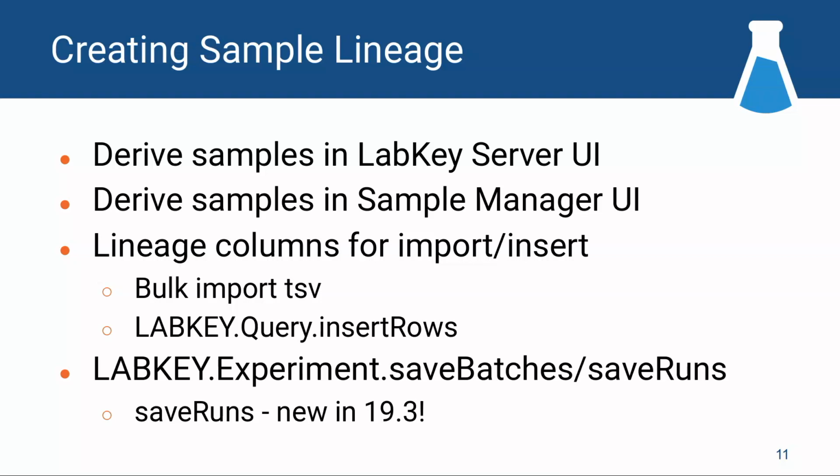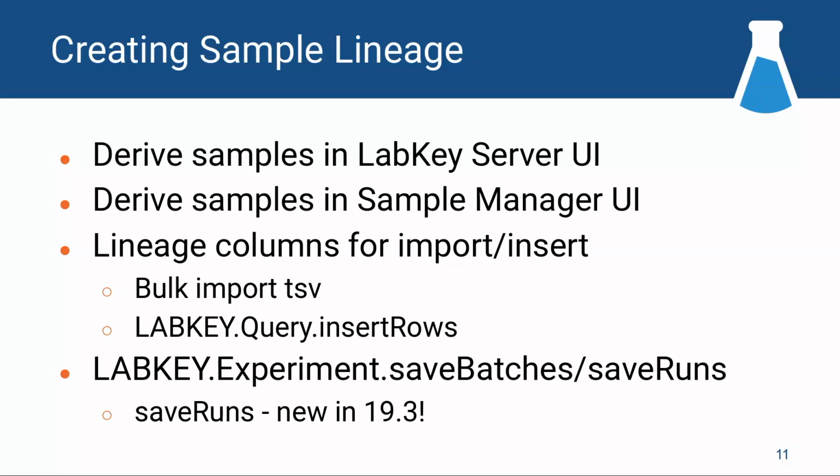And there's some other ways to create lineage. You can do bulk importing into a sample set and provide some magic input columns that tell us how to associate a newly created sample with some parents. And an equivalent version of that is the LabKey Query Insert Rows API for that sample set. And then, a little bit different abstraction, you can use the LabKey Experiment Save Batches. These are JavaScript APIs: LabKey Experiment Save Batches, Save Runs, and the LabKey Query Insert Rows. Save Batches and Save Runs began life as a way of importing assay data, but you can use them for sample derivation now as well.